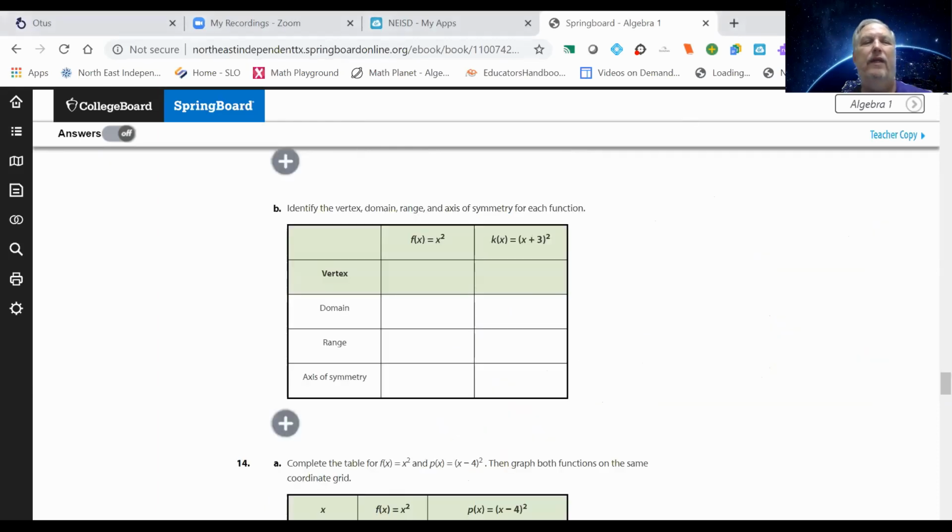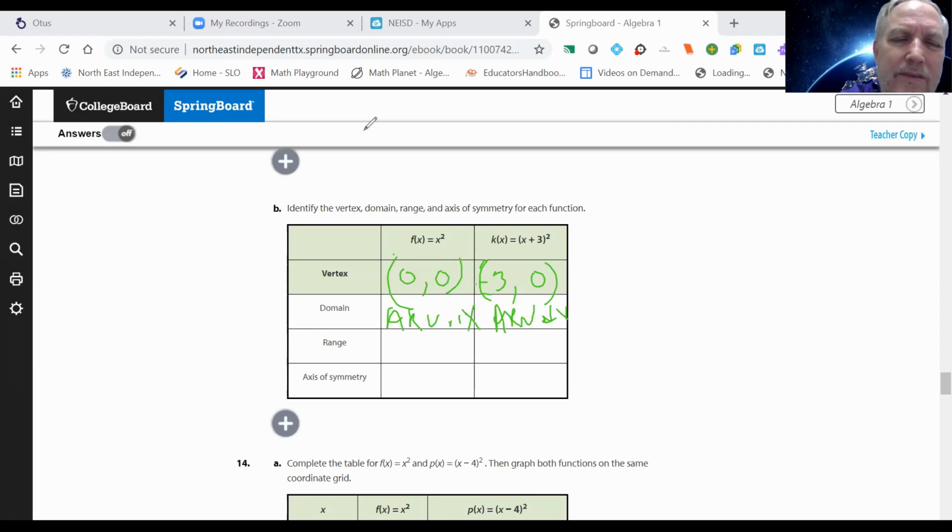All right, so let's go ahead and identify what happened here. The vertex on the parent function, of course, was 0, 0. But the vertex on k of x was not 0, 0. It was still at 0 for y, but it was at -3. -3, 0 was the vertex. The domain, again, both of them are going upward, and they're spreading out. So again, as I said before, it's going to be all real values of x, and it is for both of them. But does the range change? Well, the range doesn't change either, because we didn't move up or down. y has got to be greater than or equal to 0, because the vertex is on the x-axis.